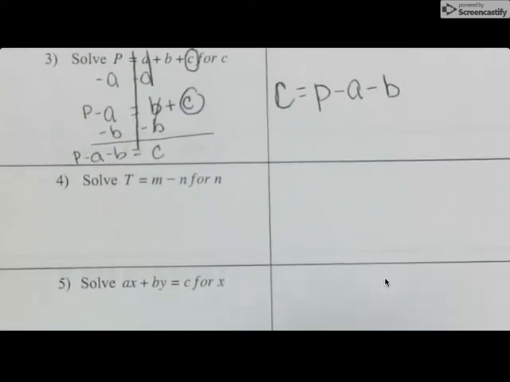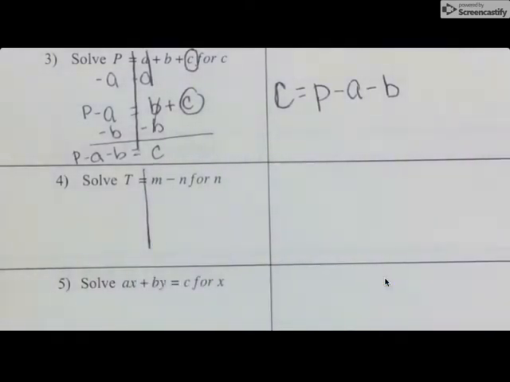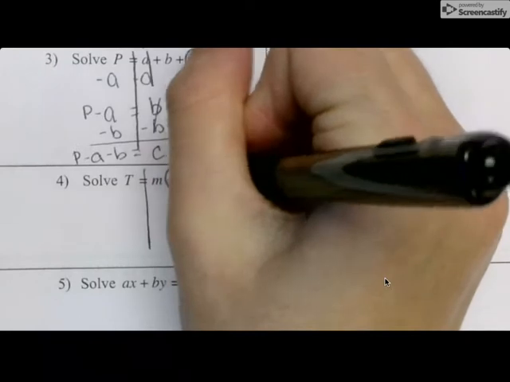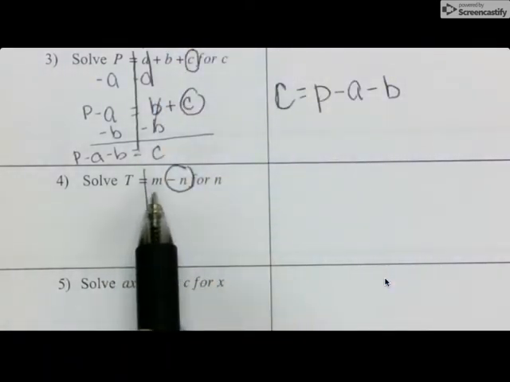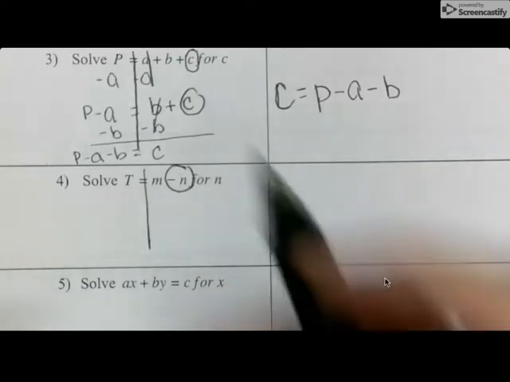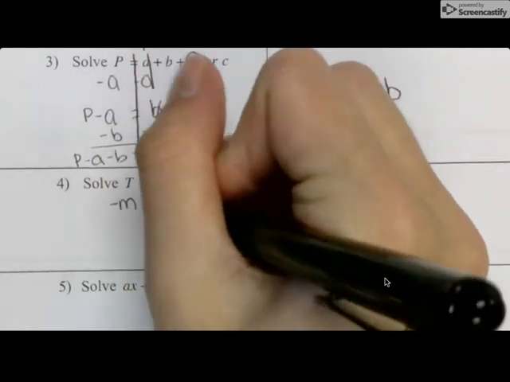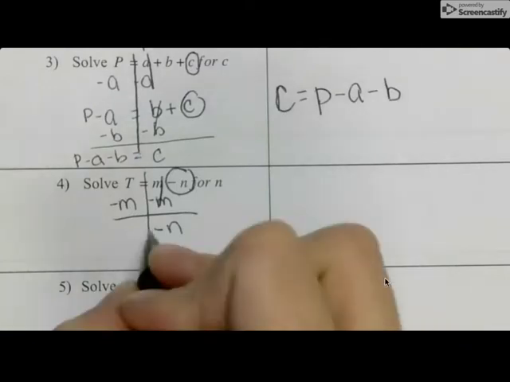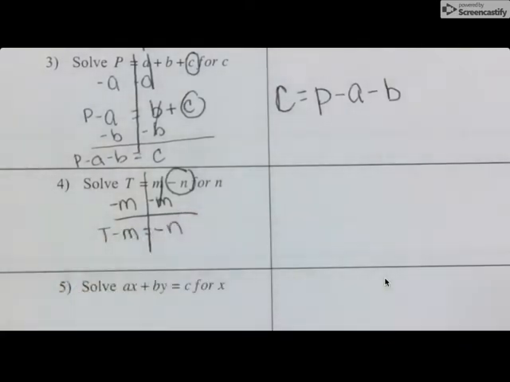Okay? What about for this one? Draw my barrier. Is there anything to distribute? Is there anything to combine? I do want to isolate. This is a minus n. N as a ninja. This is a positive M as in mighty. So I'm going to do the opposite and subtract m from both sides. That cancels out. I bring down my negative n, and that equals t minus n.